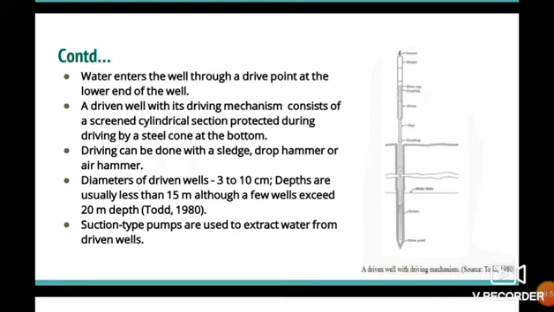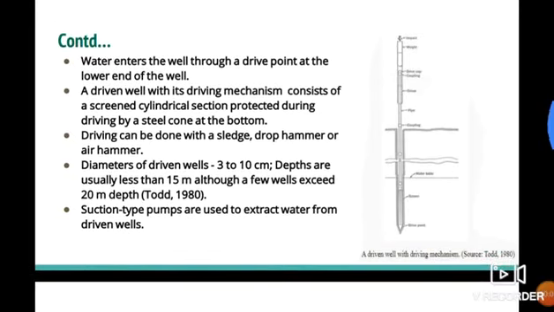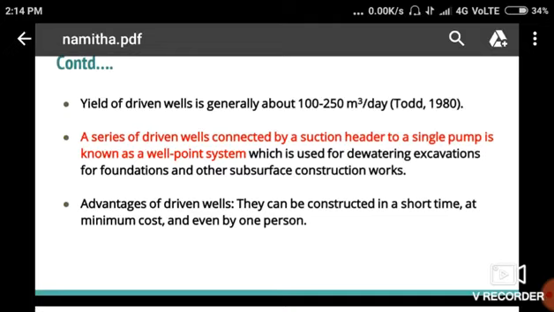The diameters of the driven wells range from 3 to 10 centimeter, and the depths are usually less than 15 meter, although a few wells exceed 20 meter. Some suction type pumps are used to extract water from this kind. Yield of the driven wells is generally about 100 to 250 meter cube per day, which is also the numerical value taken from Todd itself. And yield means the discharge from the well.